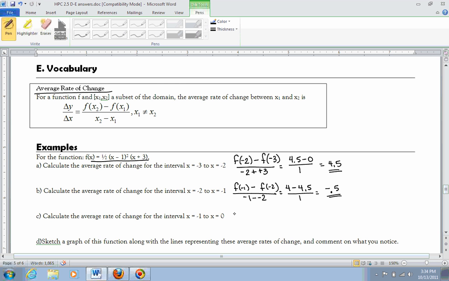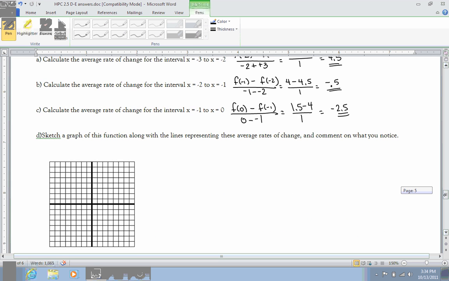Do the same thing again from 0 minus the value of the function at -1, all over 0 minus -1. This is 1.5 at 0, 4 at -1, all over 1, which gives a slope of -2.5. If we sketch these values, you can see what's happening at these points.